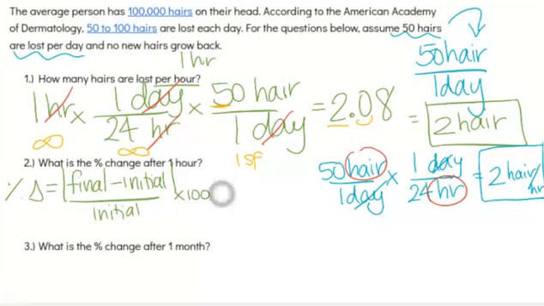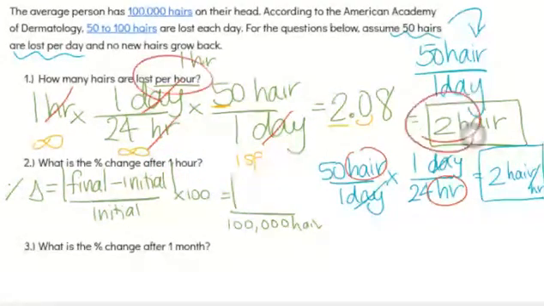So if I were to look at my data here, my initial value is how much hair I have at the beginning. And how much hair I have at the beginning is in the question prompt. It's 100,000. So I'll put 100,000 at the bottom. So that's how many hairs. And then I would put my final minus my initial. So my final number of hairs, if I'm thinking about this after 1 hour, right? So after 1 hour, I lose 2 hairs, right? Per hour, 2 hairs. So after 1 hour, I would do 100,000.